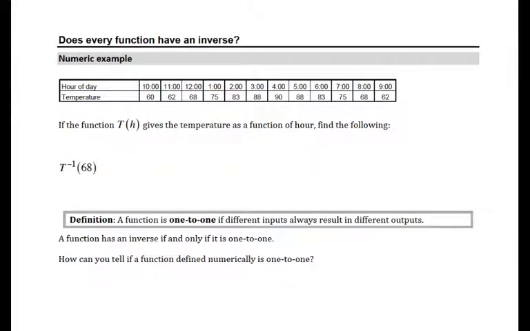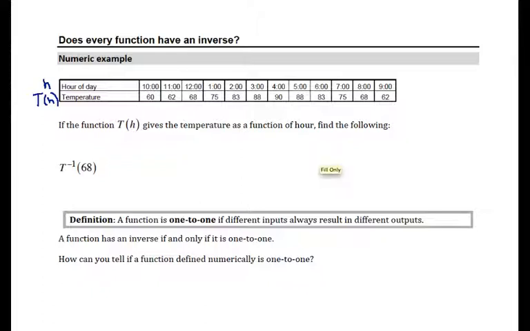We're going to address the question of whether every function has an inverse. This here is the function T of h, where h is the hour of the day and T of h is the temperature. So T inverse would take as input the temperature and give as output the hour of the day, because it reads the function T backwards.